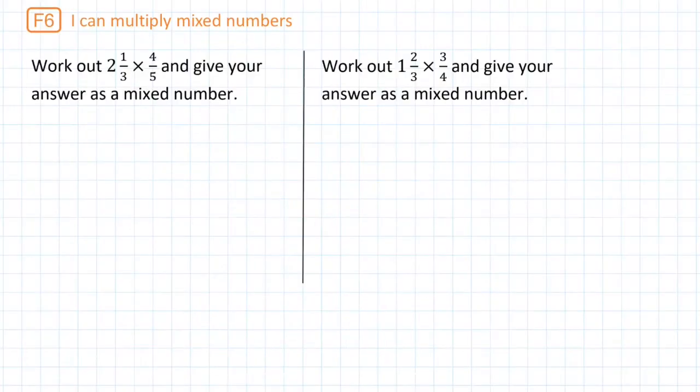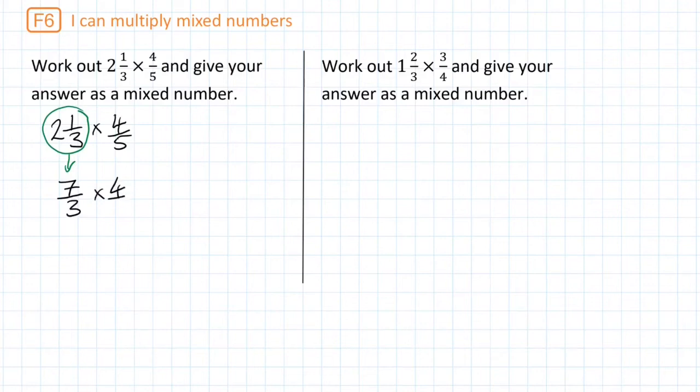Next, let's multiply a mixed number by a fraction. So if we're multiplying 2 1/3 by 4/5, first identify the mixed number and convert it to a fraction. If you need to do working out, you can do that on another part of the page. So that's 7/3 times 4/5. Multiply the numerators. Multiply the denominators.